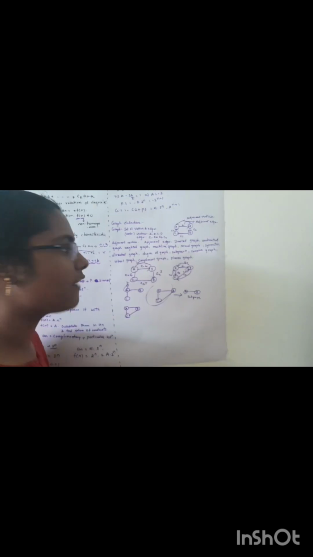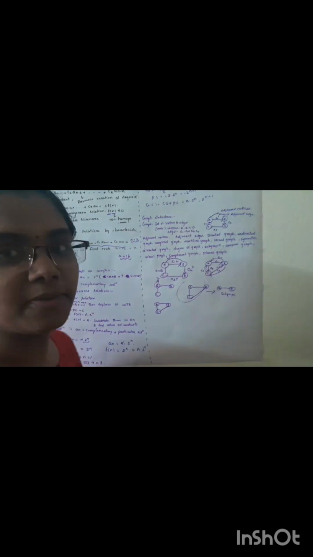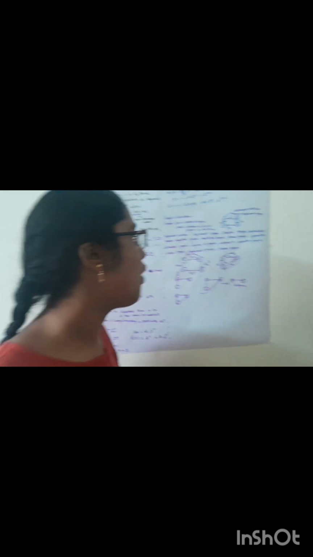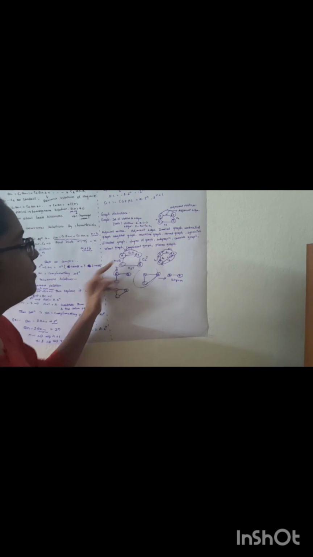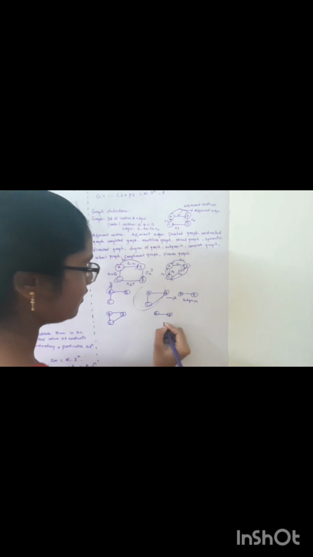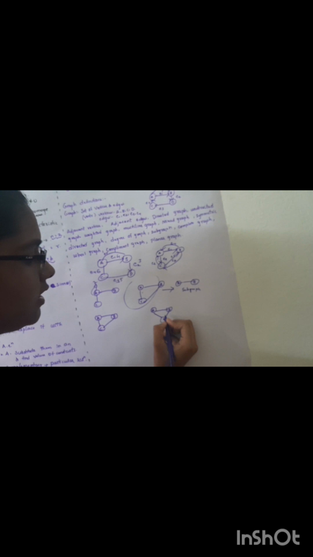Next, wheel graph. A graph G is said to be a wheel graph if adding a vertex to an existing graph forms an edge to all vertices. Let us consider a graph to be like this. Now adding vertex C, it is connected to both vertices B and A. So this graph is said to be the wheel graph.